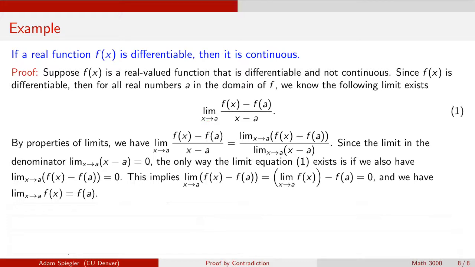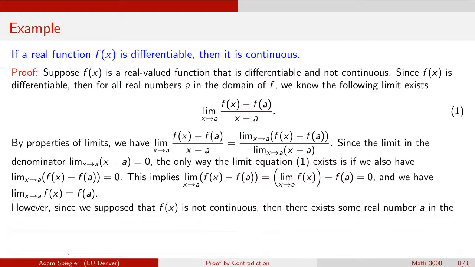Okay, so now let's consider the other assumption, which is that f of x is not continuous. And so if that is the case, then we know that there has to be some value a in its domain such that the limit as x approaches a of f doesn't equal f of a, because this is what it means by definition. To be continuous would be the equal sign here. So there has to be at least one point where this is not true.